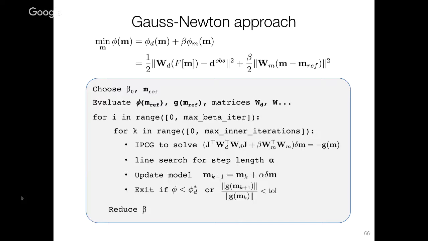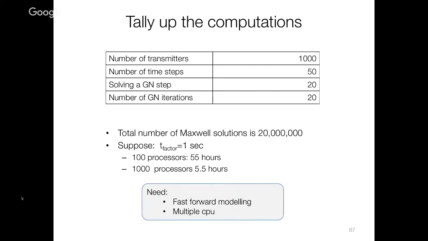Maybe that's good enough, or maybe we actually need to do a line search to update that. So the updated model is what we're currently at plus some perturbation. And then we're going to exit if we fit well enough or if we're not making any more progress. So I think that's pretty standard for anybody who's done a nonlinear version, especially with Gauss-Newton.